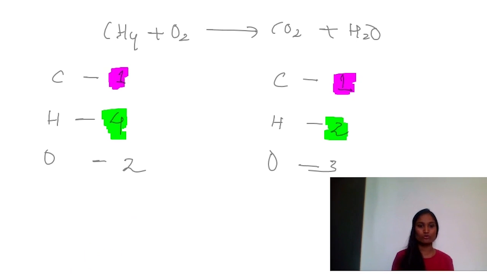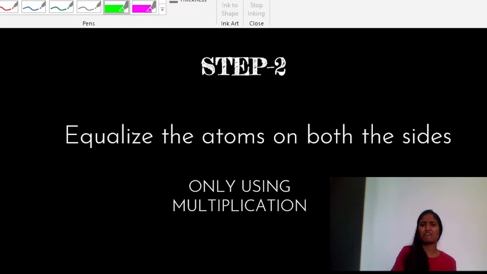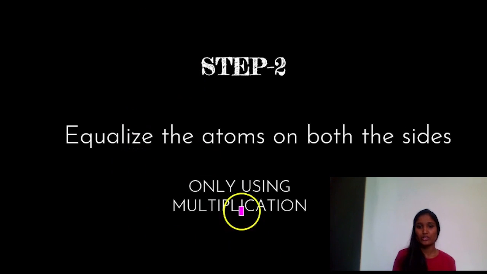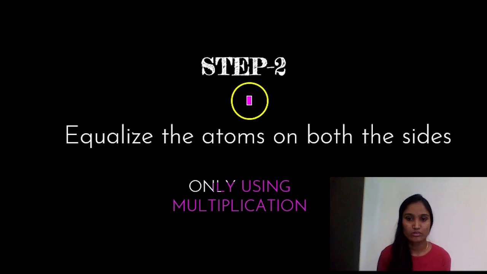So here comes the set of rules in balancing a chemical equation. What are the rules? There are 2 rules, of which the very first one is, whenever you are doing step 2, remember, very strongly remember, you can only use multiplication. What do you mean by using only multiplication? Why can't we use anything else?